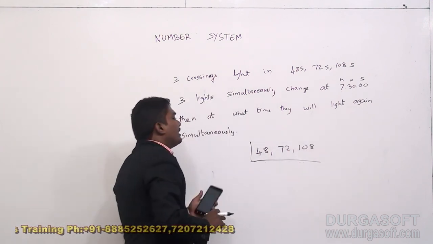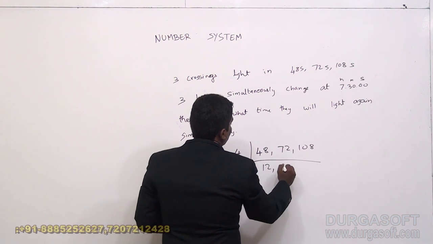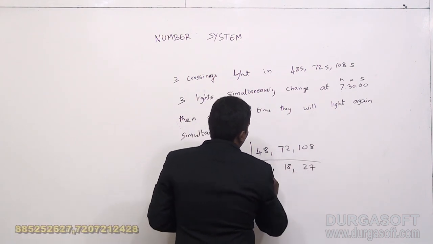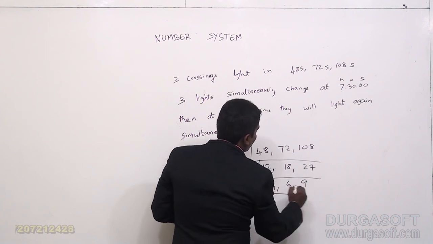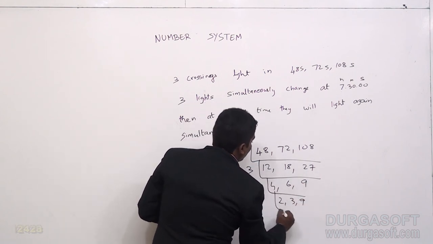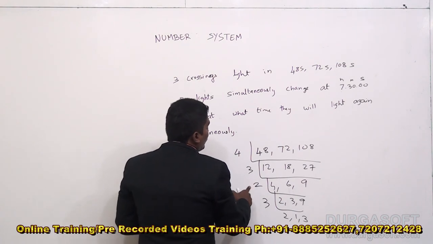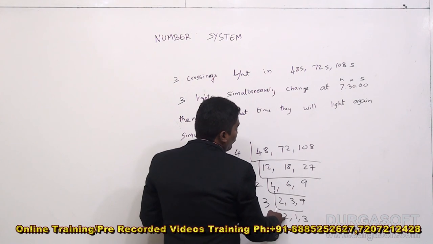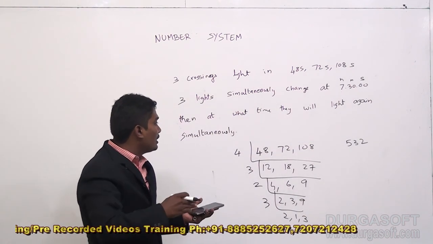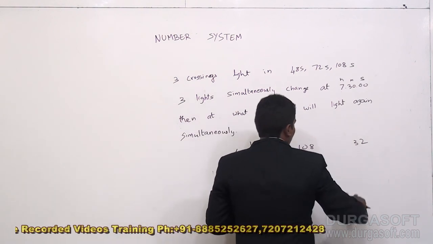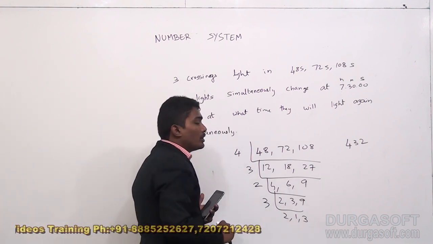So the LCM of 48, 72, 108. You can see that all the numbers are directly divisible by the 4 table: 12 times, 18 times, 27 times. Now 12 and 18 are divisible by the 3 table: 4 times, 6 times, 9 times. 4 and 6 are divisible by the 2 table: 2, 3, 9 is not divisible. Again the 3 table: 2, 1, 3. So the LCM is 4 times 3 is 12, 12 times 2 is 24, 24 times 3 is 72, 72 times 2 is 144, 144 times 3 is 432.